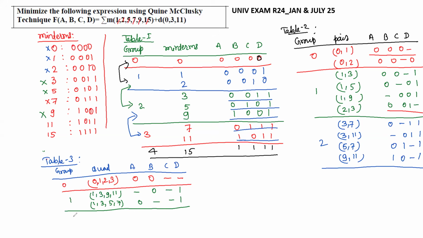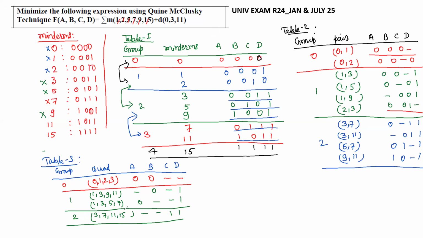Next, one more is possible, that is 3, 7, 11, 15. So here again, dash, dash, 1. Now are there any other possibilities? No. So if further possibilities are not there, then we have to look at whether all minterms are covered or not.